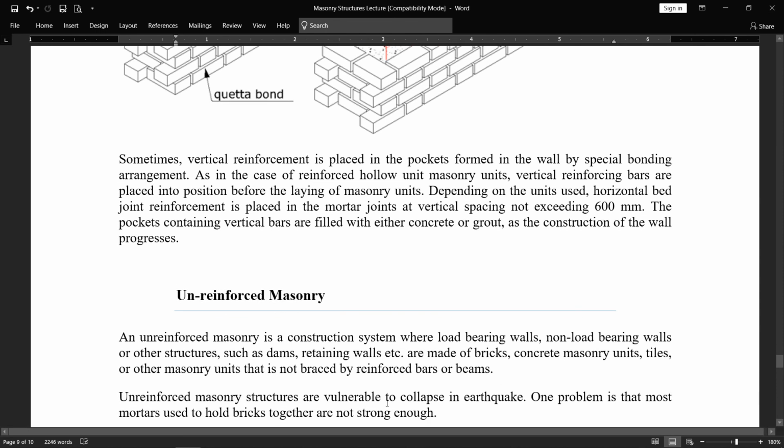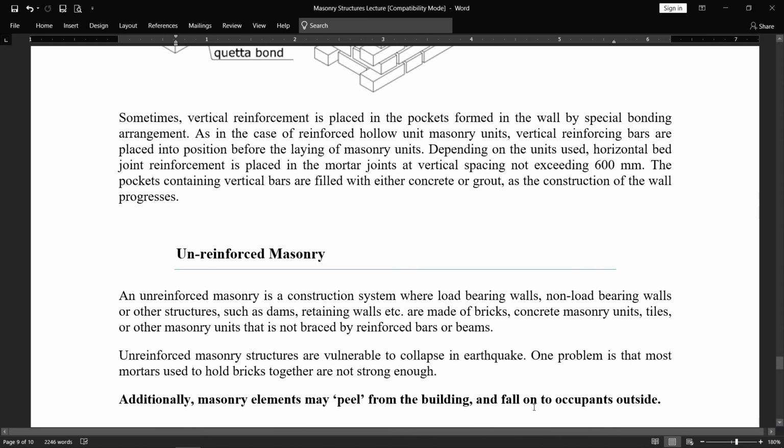Unreinforced masonry is vulnerable to collapse in earthquakes. One problem is that most mortars used to hold bricks together are not strong enough. So that's why the connections between the bricks in the walls break. Additionally, masonry elements may peel from the building and fall on the occupants. In unreinforced masonry, that is a very bad disadvantage. If in an earthquake one part of the building falls, it will directly fall on the occupants and the occupants may die. So that is the drawback of unreinforced masonry. In earthquake regions where you have intermediate or high seismic risk areas, you will not go for unreinforced masonry. You will definitely go for reinforced masonry.